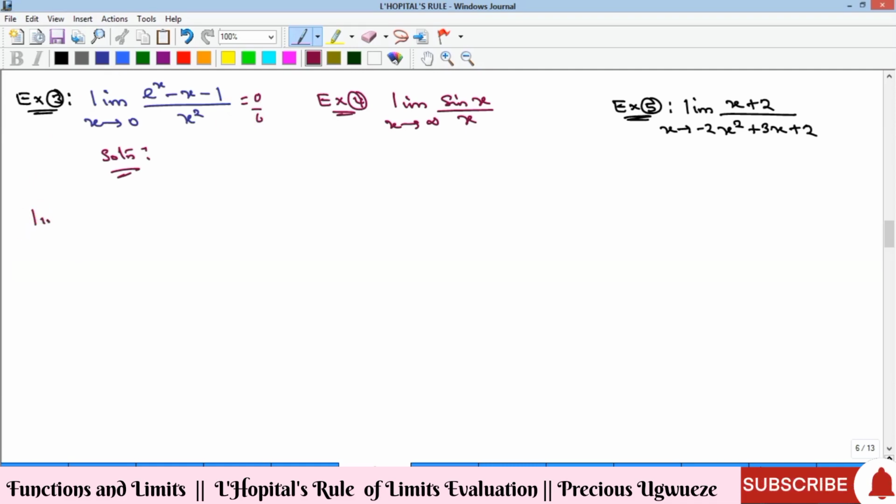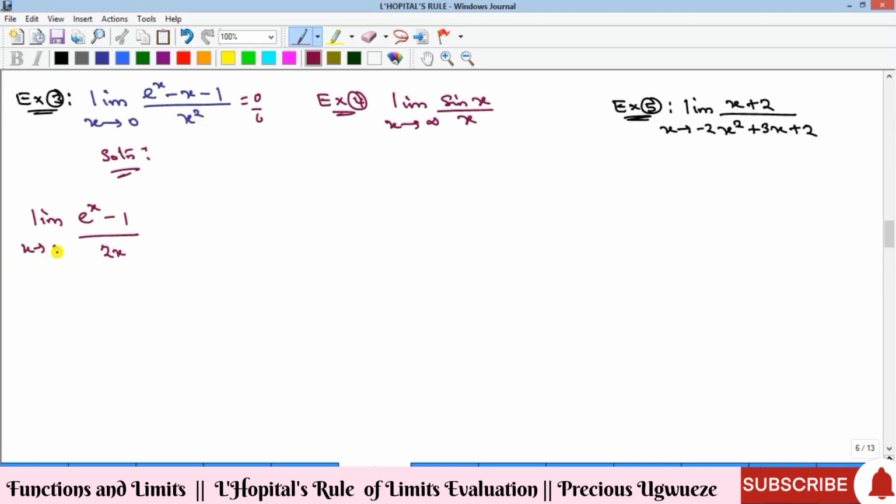So if we have this, then we'll have to differentiate the numerator. If we differentiate exponential x, we'll get e^x. If we differentiate x, we'll get 1. If you differentiate minus 1, that's 0. All over, you differentiate x squared, you are going to have 2x as x goes to what?